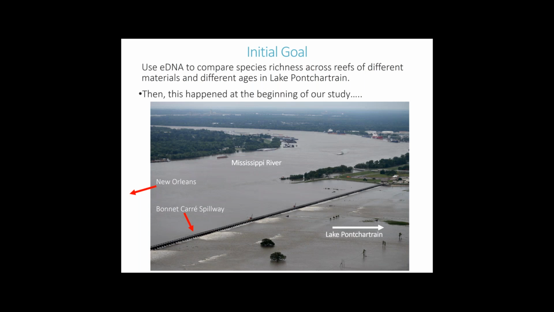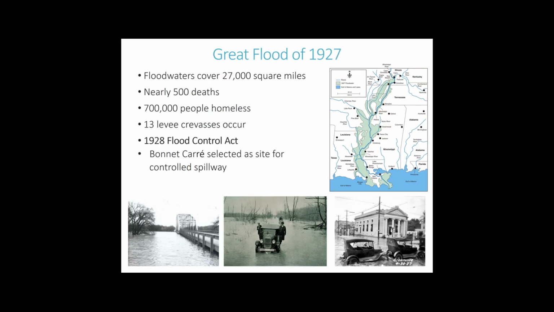There's a trigger of a discharge rate. When that's surpassed, the Army Corps of Engineers begins to open the spillway to release some water into Lake Pontchartrain to reduce the pressure on the levees downstream to protect the city of New Orleans. So we had done one sampling event and then got a bunch of rain, and then this happened.